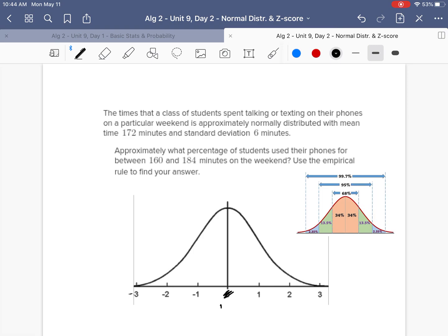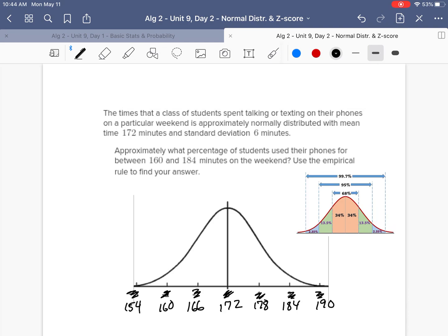So I'm going to cross this off and put 172. The standard deviation is 6, so that means this adds 6, I get 178. Add 6 more, I get 184. Add 6 more, I get 190. Take away 6, I get 166. Take away 6, I get 160. Take away 6, I get 154.